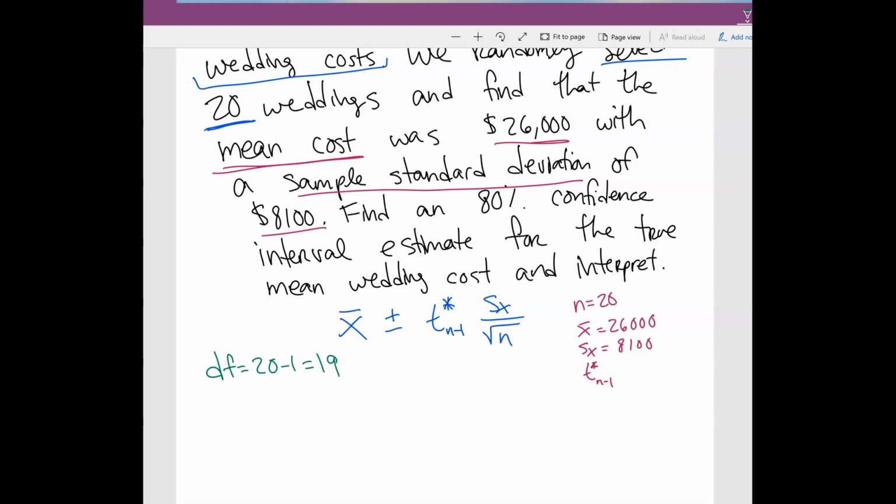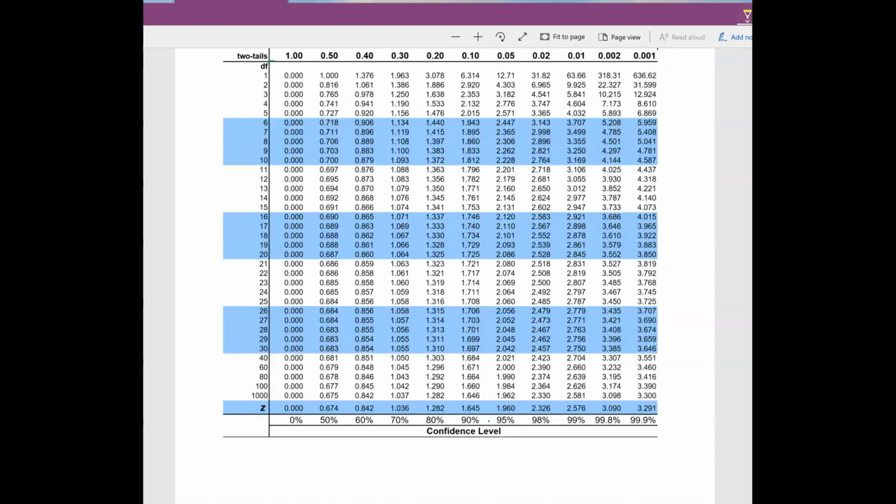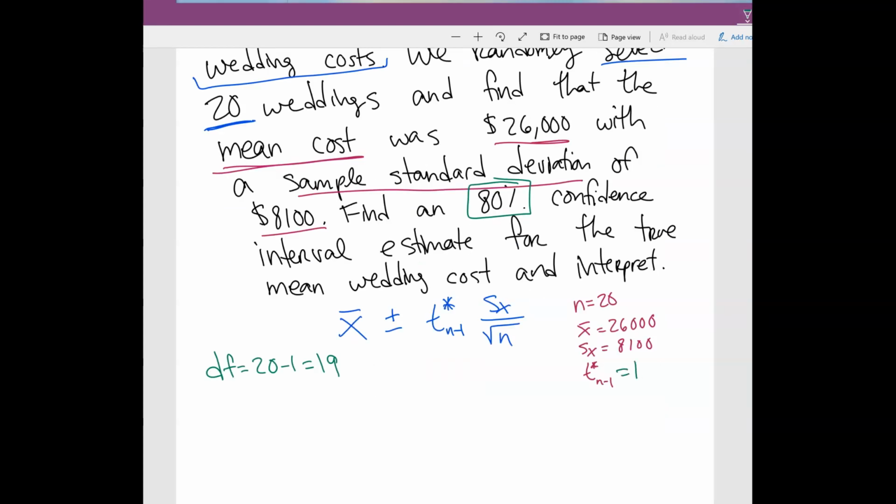Okay. Notice that we're doing an 80% confidence interval estimate. So let's go ahead and look at our t-table. So in our t-table, we have 19. So 19 is right here. And we're looking for an 80% confidence interval estimate. So we're going to look at that. So if we kind of link everything up, you can see that my number is going to be 1.328. So it's going to be 1.328. That's going to be my t star.